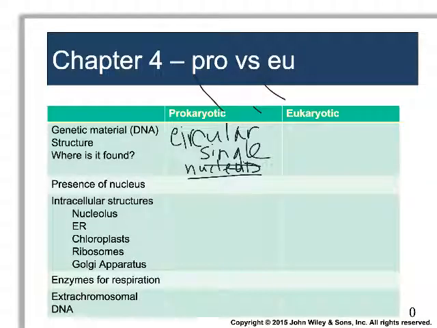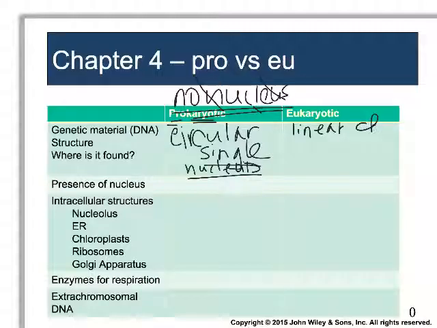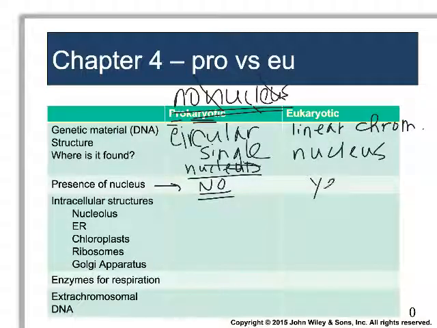Prokaryote means that it's before the nucleus. So there's no nucleus in prokaryotes, and you need to remember that. In eukaryotes, the genetic material is typically linear chromosomes, and you guys know where they're found. They're found in the nucleus. I'm just trying to beat the point home that prokaryotes have no nucleus, but eukaryotes have one.